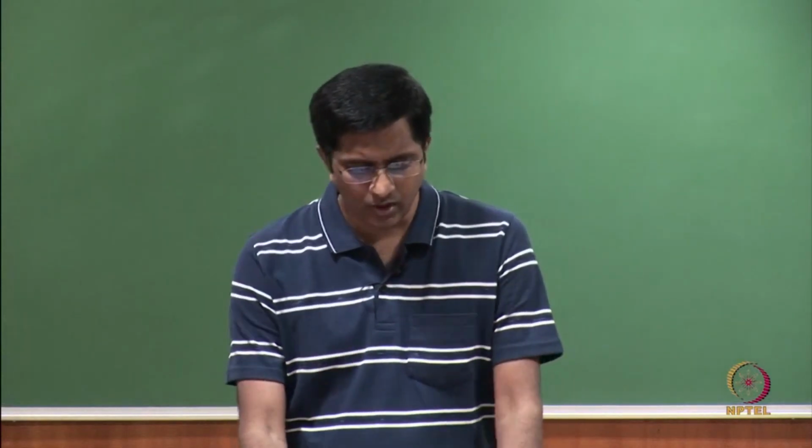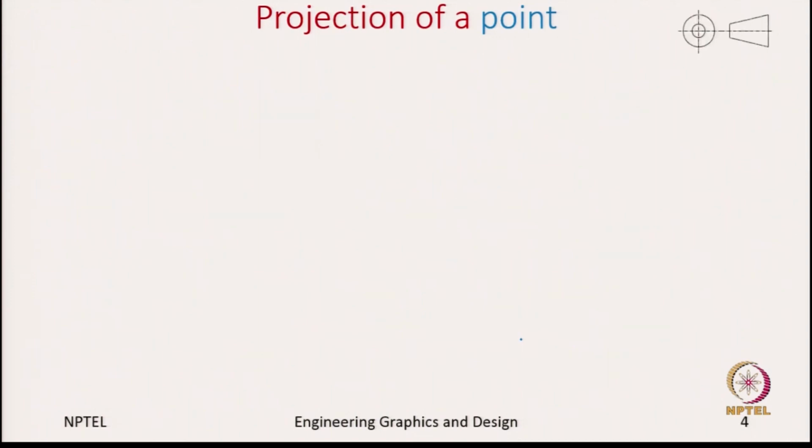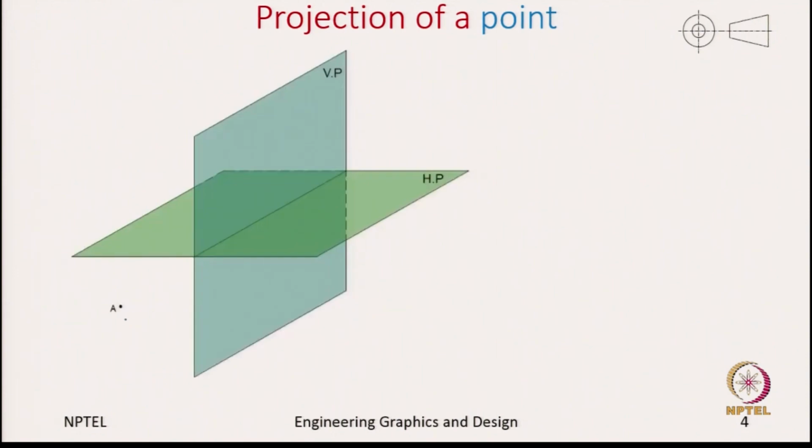Now let us again look at projection of a point, but instead of working in the first angle projection, now we will show it in a third angle projection, where we put the point in the third quadrant. Here is point A placed in the third quadrant, which is below the horizontal plane and behind the vertical plane. Now let us try to capture the front view and the top view. For the front view we place the eye here, and for the top view we place the eye above the horizontal plane.